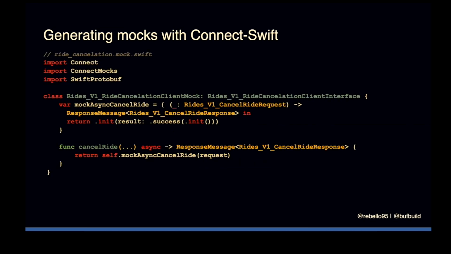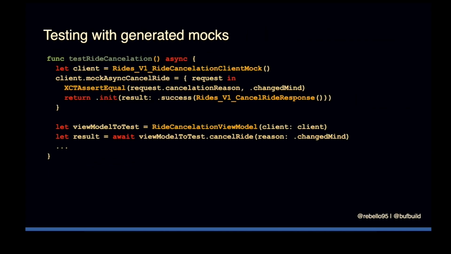It's pretty straightforward. You're given a subclassable mock. And again, like I mentioned earlier, it conforms to that same client interface. You're given a customizable closure, so you can validate the request and specify a response to set by default. Then you're given the implementation of that cancelRide function, which effectively calls that closure.